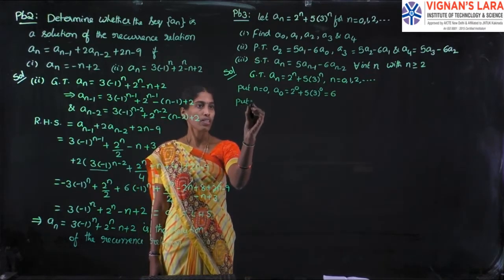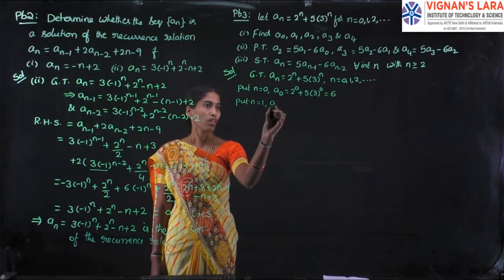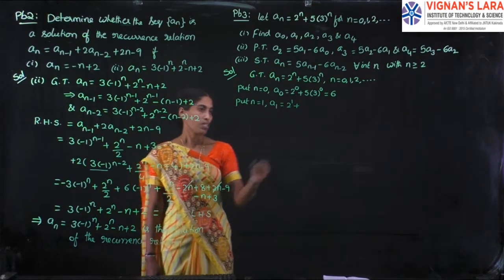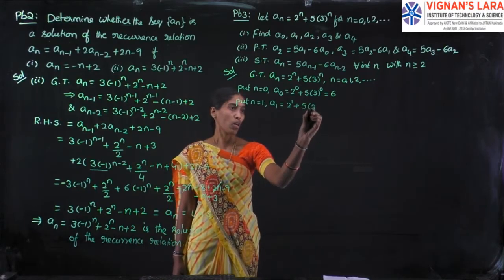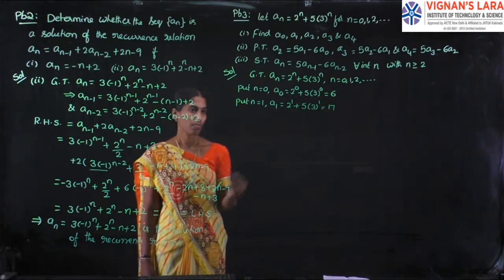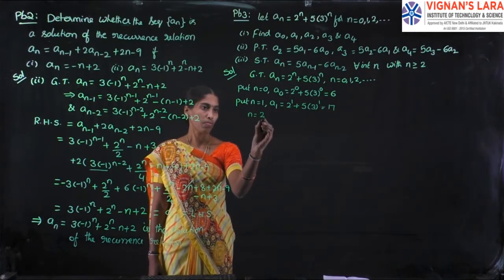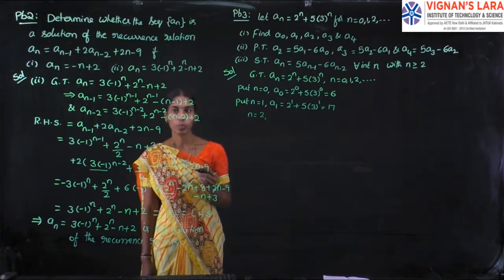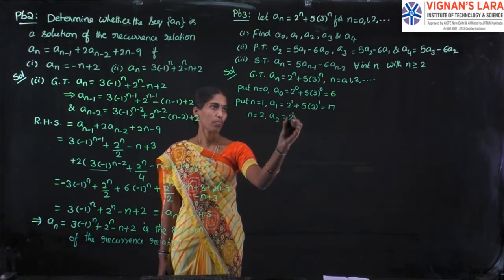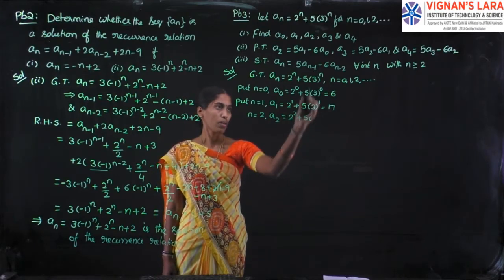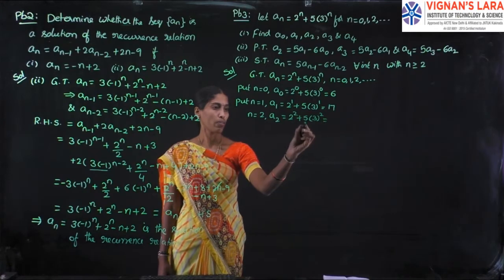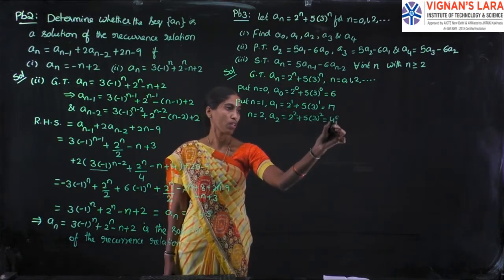Now put n is equal to 1. a1 is equal to 2 power 1 plus 5 into 3 power 1. 15 plus 2, which is 17. Now put n is equal to 2. a2 is 2 square plus 5 into 3 square. 9 into 5, 45 plus 4, 49.